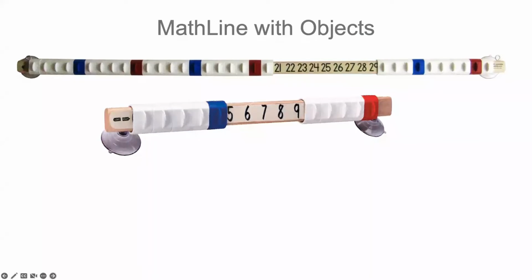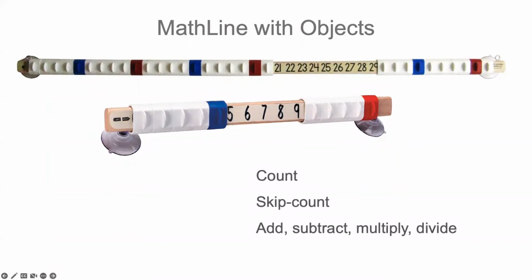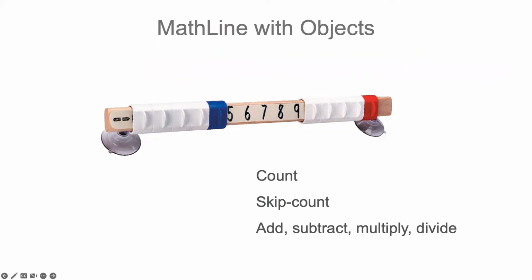There are 2 math lines, one large math line to 31 and a smaller math line to 10. The MathLine is a math tool that supports counting, skip counting, adding, subtracting, and multiplying and dividing. The MathLine provides an adaptation for students who benefit from moving concrete objects to create a set or solve a problem, but require motor support to do so. When you begin organizing your counters, consider placing small pieces of soft Velcro on the small manipulatives and the hard side on the MathLine tabs.